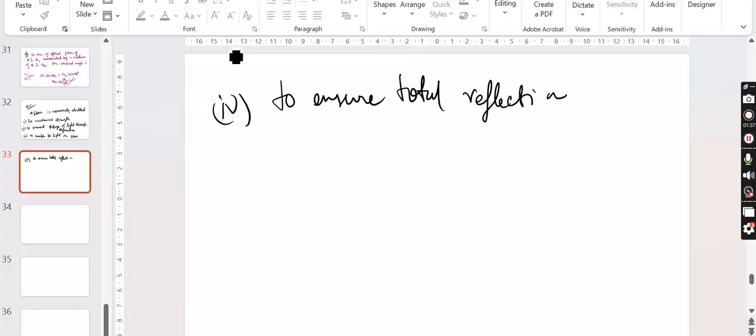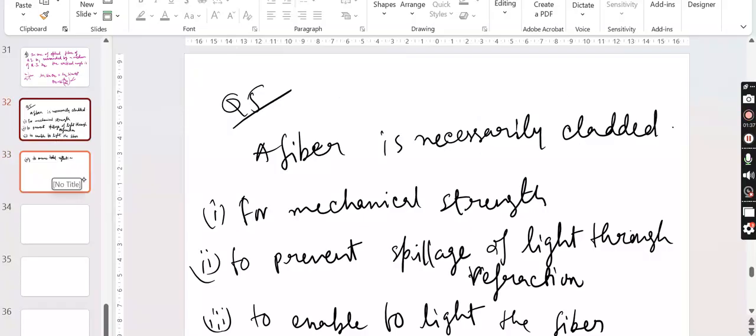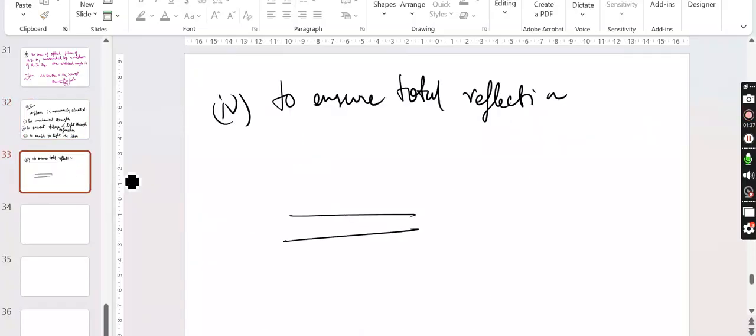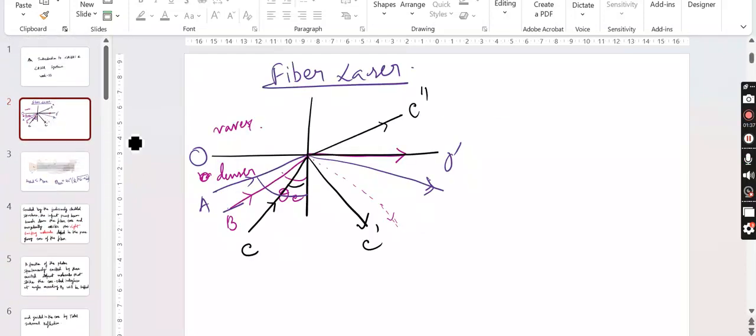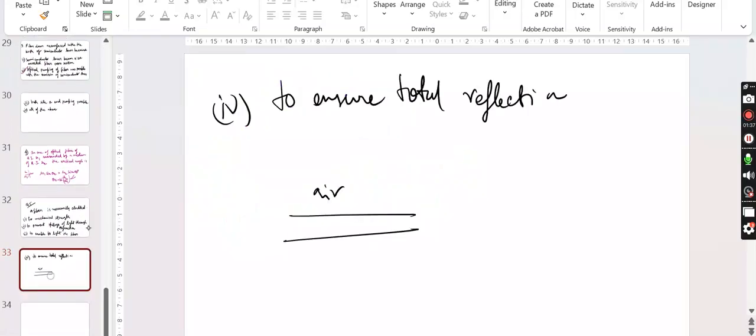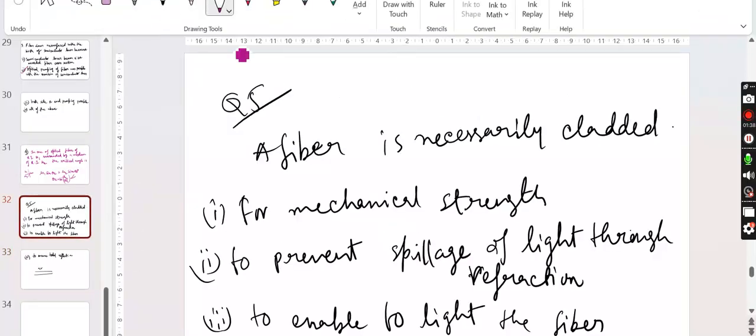So the thing is, for total internal reflection and to enable light into the fiber, we don't need any cladding. The core is enough. The air is anyway the rarer medium. We need a denser to rarer interface, and air is obviously rarer than the core. We basically need to protect the core. We cannot afford any scratch on the core, and to support the structure. So that is why, to give only the mechanical strength, we introduce cladding in the fiber.